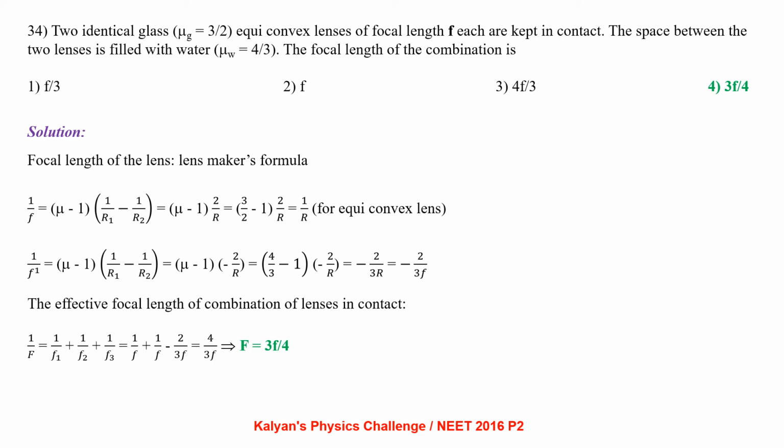The effective focal length is given by 1 by f equals 1 by f1 plus 1 by f2 plus 1 by f3. Here two lenses are equiconvex lenses. The middle lens formed by water is a concave lens. So by substituting the values, we get effective focal length equal to 3f by 4.